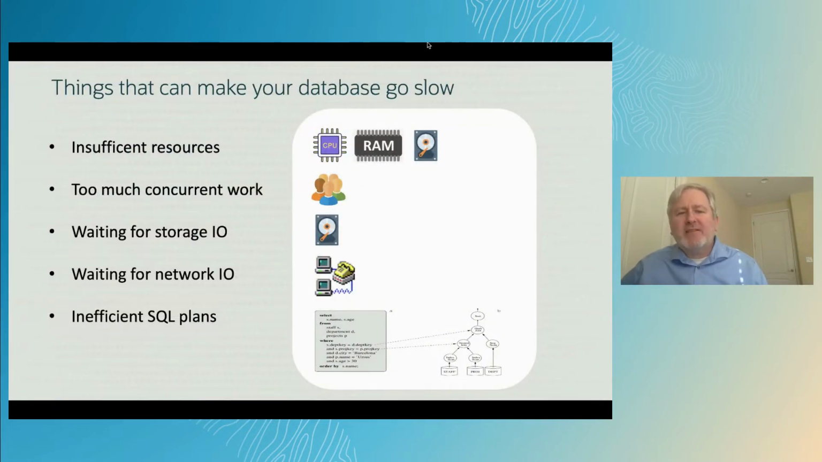For any database, there tend to be 5 different classes or categories of problems that can make your database go slow. It could be insufficient resources with respect to CPU, memory, or disk I/O bandwidth. You may just have too much concurrent work. Your database may be waiting for storage I/O or network I/O. Or perhaps worse, you may have inefficient SQL optimizer plans. So that's when your SQL gets converted to a plan and it's just not going fast enough.